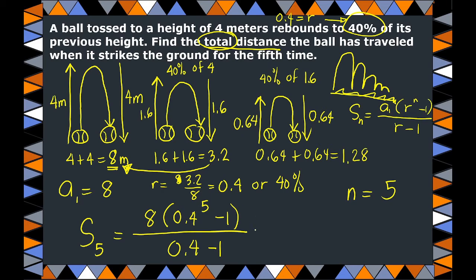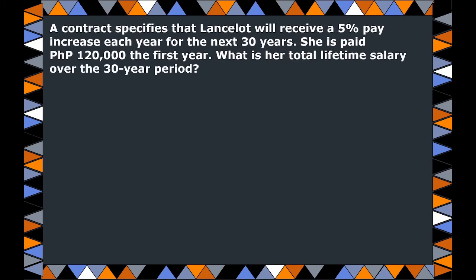We will get 13.2 for this. So the answer is the total distance the ball has traveled is 13.2 from the first, the second, the third, the fourth, and the fifth time it bounced. Okay? Let's have our last problem for this session.